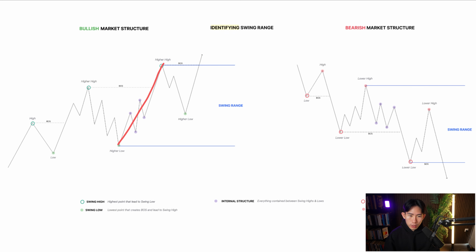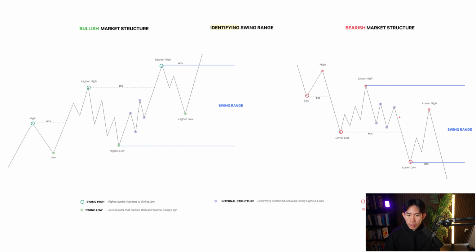You can see later on price gave us a new break of structure. Guess what? Now we reapply the same principles and we identify that this becomes the swing high, but the swing low is no longer at this point right here. It has been moved to this area right here. The most recent swing low is the most recent lowest point that led to the break of structure. So this becomes the swing high and this becomes the swing low and this becomes the new swing range.